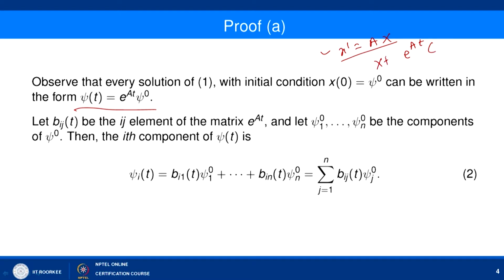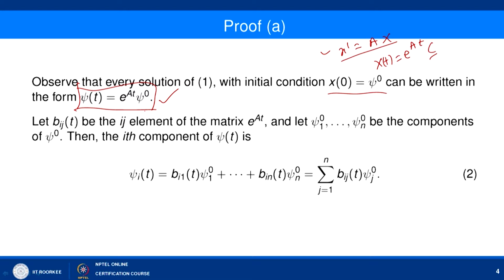Let us call this x(t). So, x(t) can be written as e^{At} into c. Now, depending on the initial condition we can fix this constant matrix, that is c. So, now let us consider the initial condition x(0) equal to psi(0), then this particular solution is given by psi(t) equal to e^{At} psi(0). So any solution with the condition x(0) equal to psi(0) has this form, psi(t) equal to e^{At} psi(0).